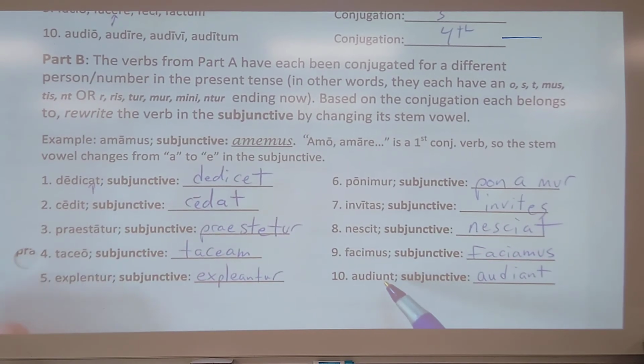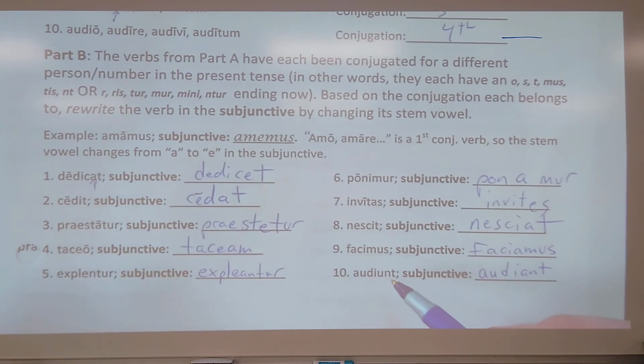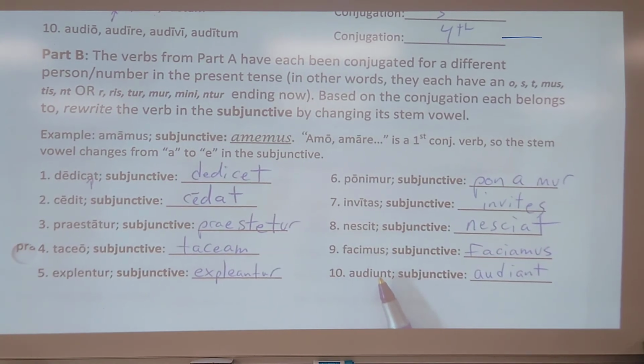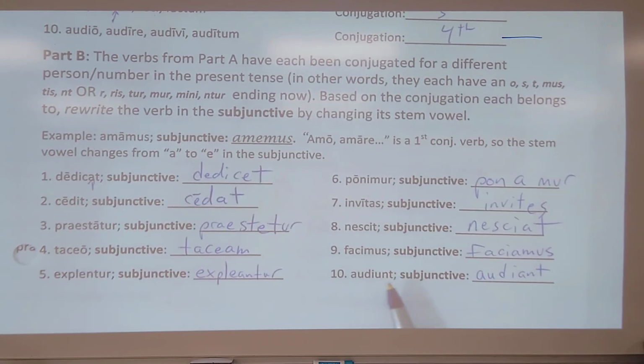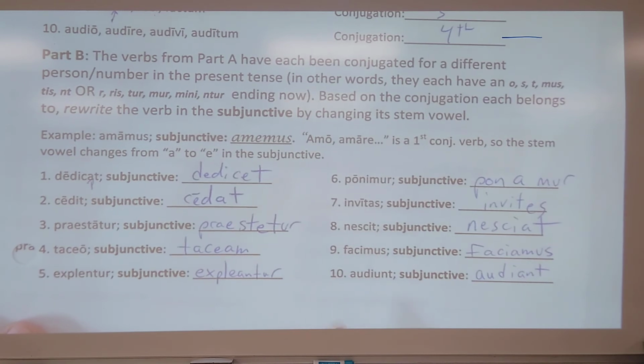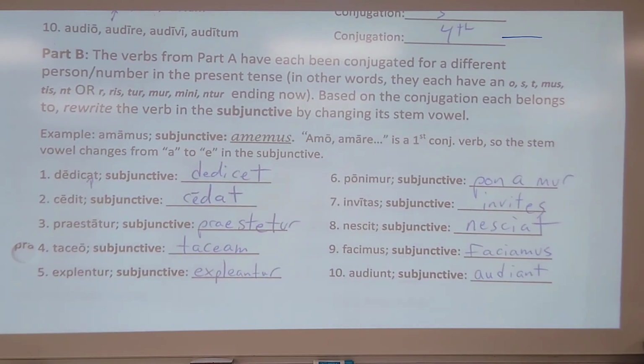Okay? And then this one might have tripped some of us up. Number 10, audiunt, in the third person plural of the present indicative. Remember that one of the weird things about the present indicative of fourth conjugation verbs is we have to add this extra letter U in, just because it should be audint if we follow the pattern. But Romans didn't like how that sounds, so they added that U in to give it a little better sound. But when we go into the subjunctive, it drops out. So we can pretend it's not there, and now we just have that I that turns into IA. So our present subjunctive for third person plural becomes audiant.